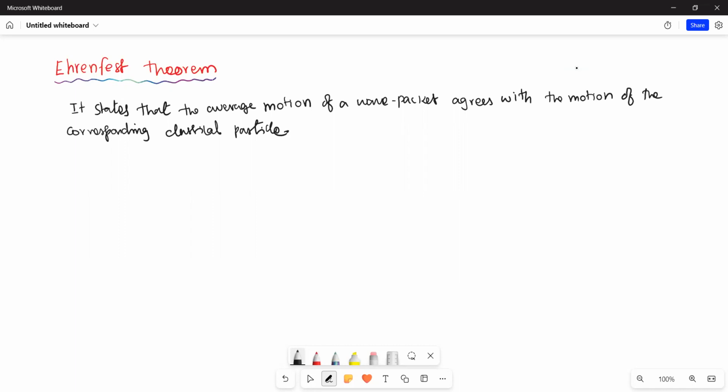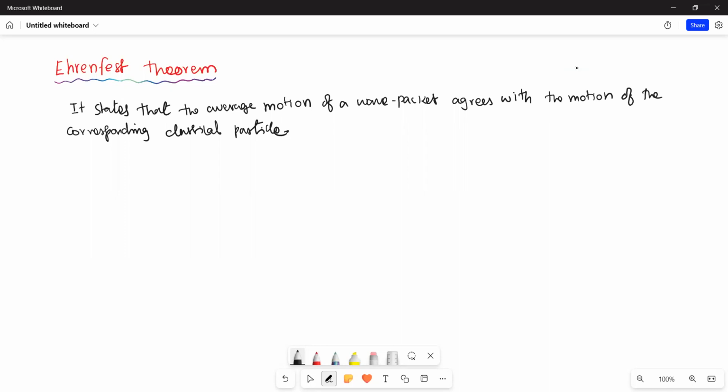This Ehrenfest theorem is a key concept in quantum mechanics that helps us reconcile the behavior of the quantum system with the classical expectations. It is a valuable tool for physicists and educators alike, aiding in the understanding and applications of the quantum theory in a broader context.